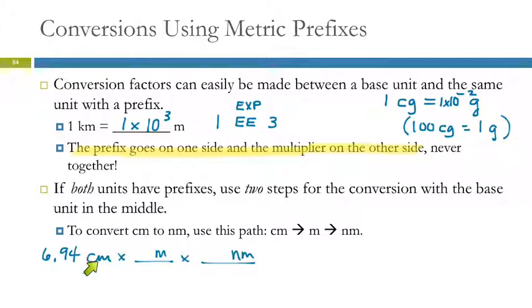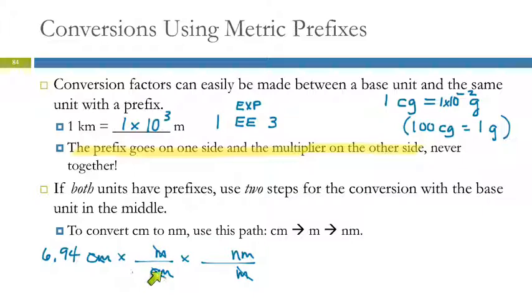I want to get rid of this unit, so I divide. I want to get rid of meters, so I divide. Unit analysis, or dimensional analysis: I put the units in first, and then that tells me where to put the numbers. A lot less thinking this way.